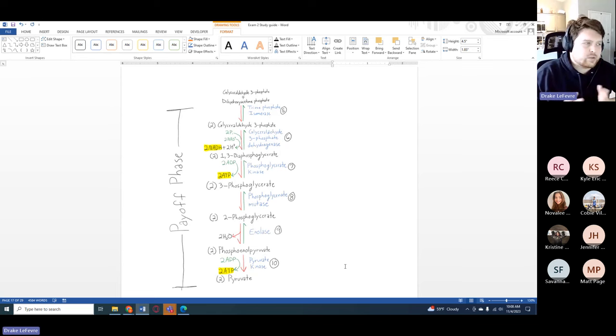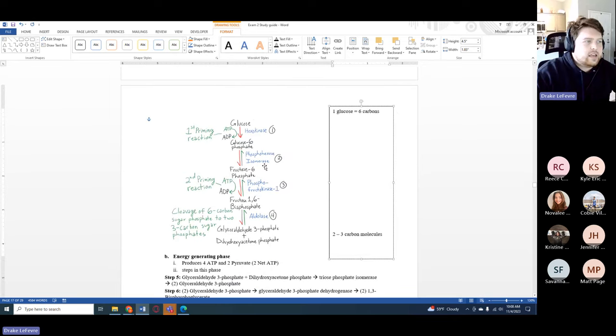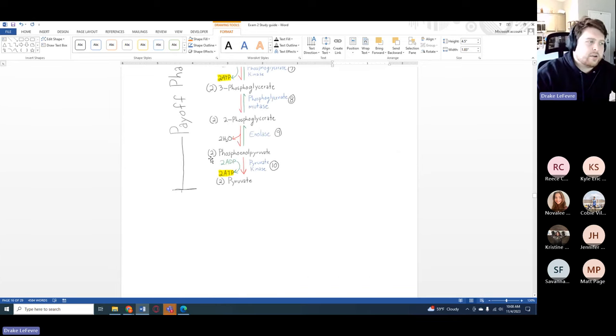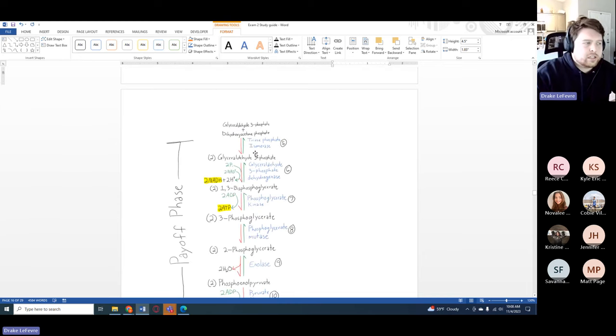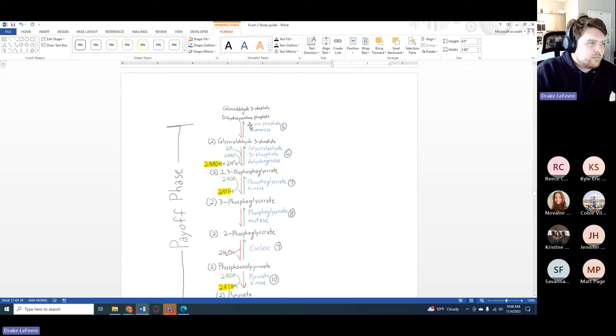The way that he can word these questions will depend on, like, if he says glucose versus if he says pyruvate, if he says one glucose or like from one glyceraldehyde 3-phosphate, stuff like that. The way that he words it is understand where you are in the cycle to understand what numbers he's looking for. Okay, so going back, the dihydroxyacetone phosphate gets converted to glyceraldehyde 3-phosphate.